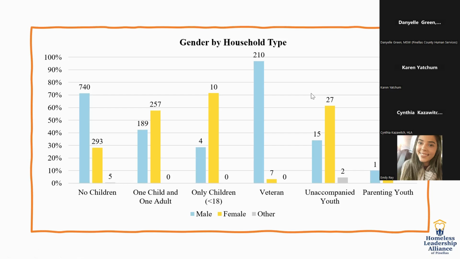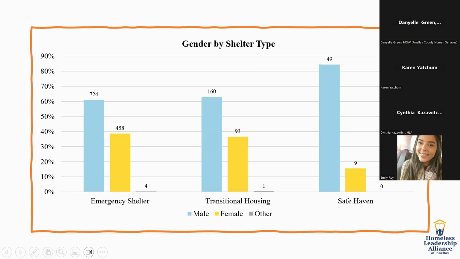Next slide, please. When you look at the shelter types, so emergency shelter, transitional housing, and safe haven, those are all mostly populated by people who identify as male.